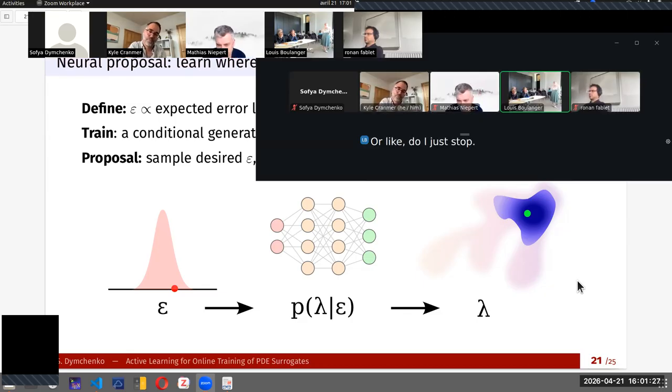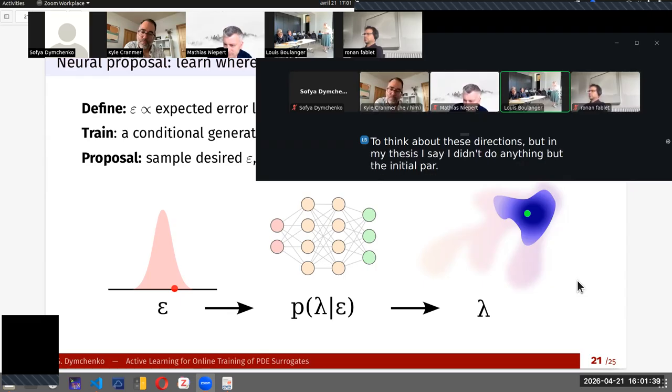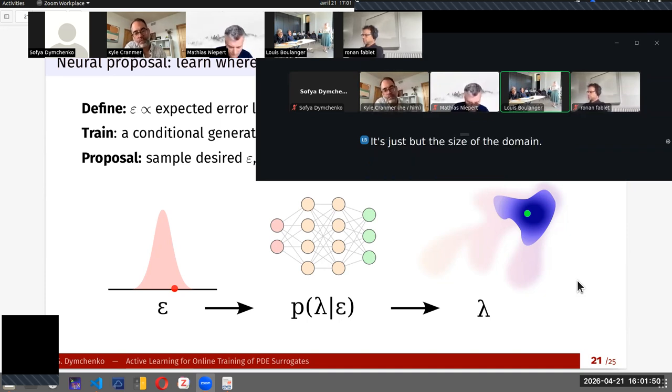So maybe there is also a way to think about these directions, but in my thesis I didn't do anything but the initial parameters or the system parameters, the PDE parameters, for example the size of the domain. Let's say it's still the system itself. But the size of the domain is also, in a way, if you keep the resolution and change the domain size, starting to be a kind of multi-fidelity.